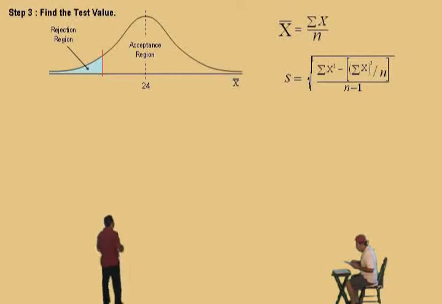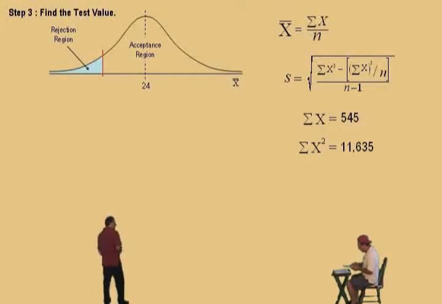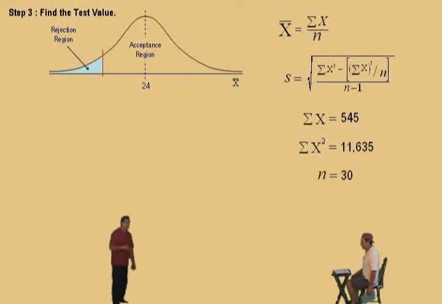And here we go. First thing we're going to do, sum up all your data values. You should have gotten what, Charlie? 545, right? Then we're going to sum up the square of our data values. That means you got to square each data value and then add them up. You don't just square 545. That'll get you a wrong answer. Square each data value, sum them all up, and what do you get, Charlie? 11,635. And don't forget, n is equal to 30.